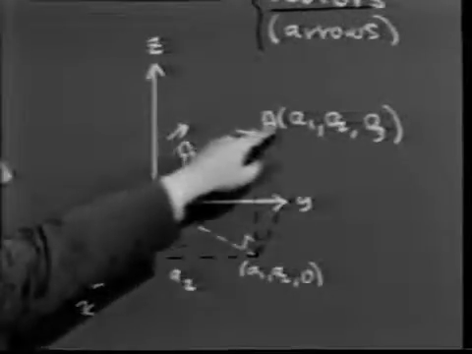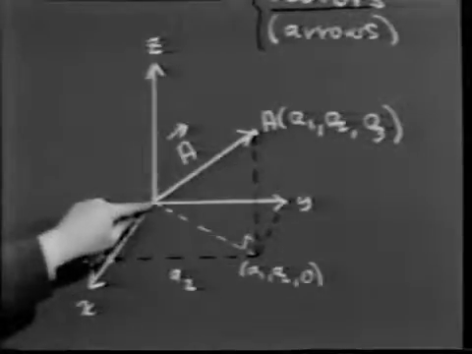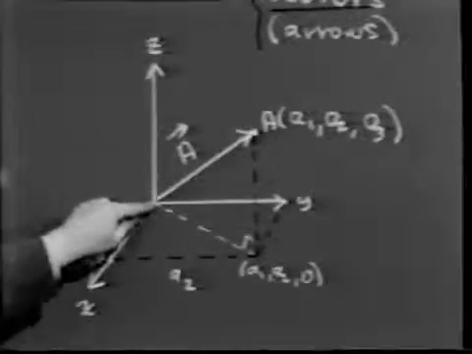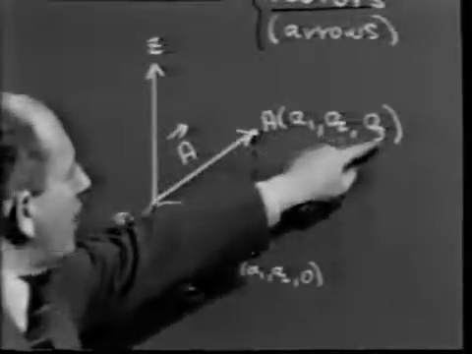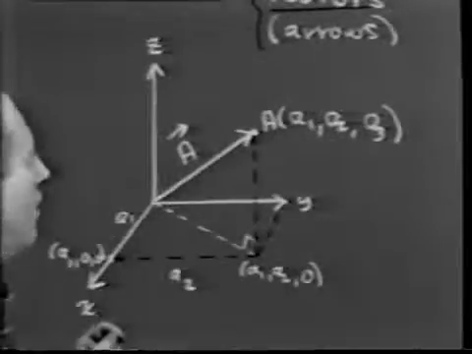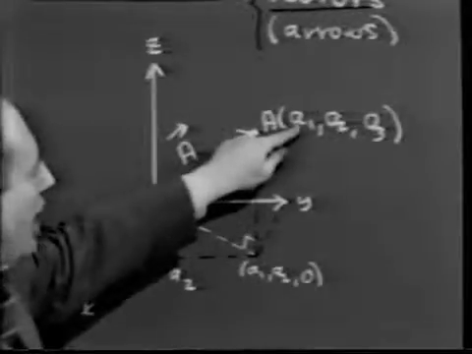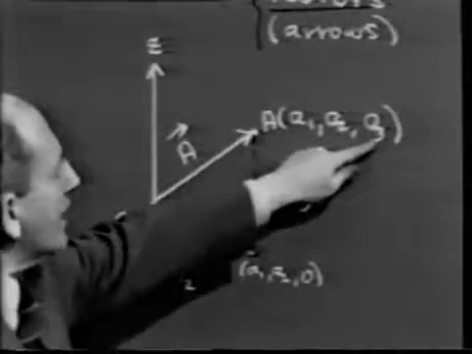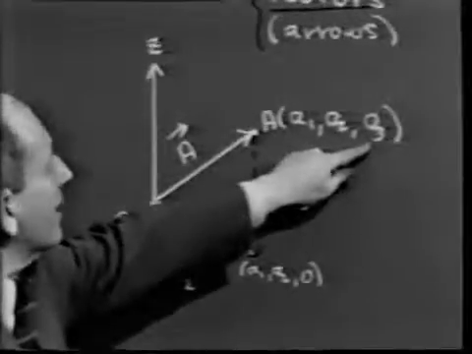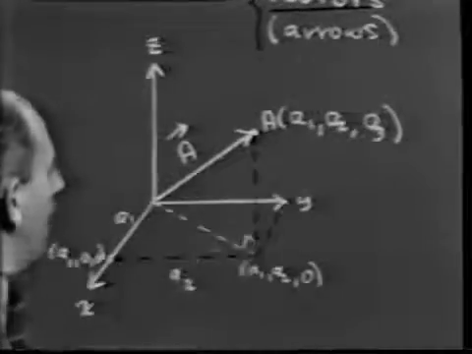The reason that this doesn't make much difference if you get confused is that if the vector which originates at the origin terminates at the point whose coordinates are A1, A2, and A3, then the components of that vector will have what? The I component will be A1, the J component will be A2, and by the way, we let K be the unit vector in the positive Z direction, and the K component will be A3.